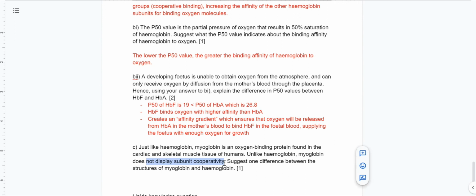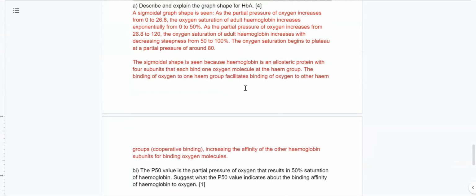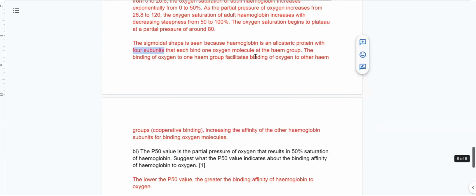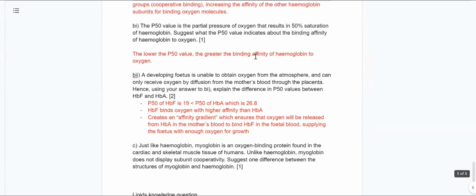So to answer this question, we just need to showcase our understanding of what subunit cooperativity is. So if I just scroll back up to my answer for part A, I mentioned that subunit cooperativity basically involves this concept of allostericity, where you need multiple subunits that can each bind one oxygen molecule. So it is very likely that because myoglobin does not display subunit cooperativity, myoglobin is not in fact an allosteric protein, meaning it only has one polypeptide chain.